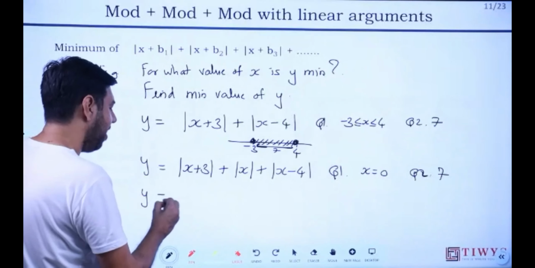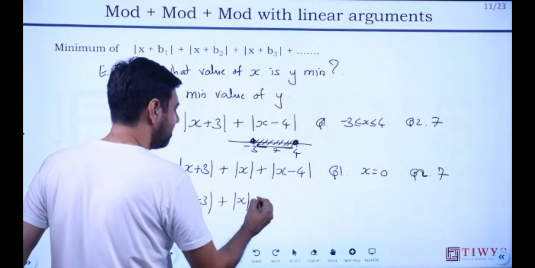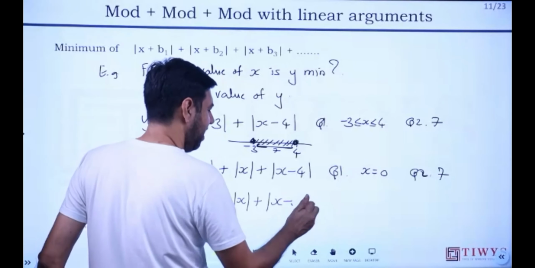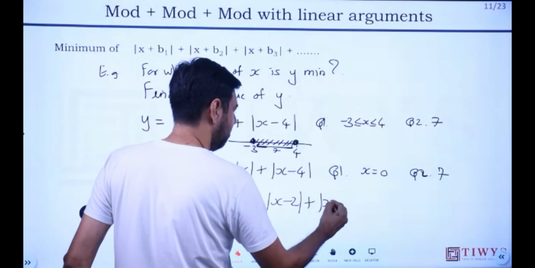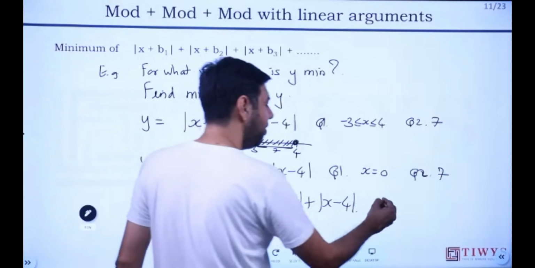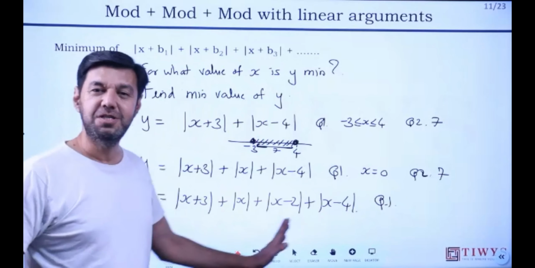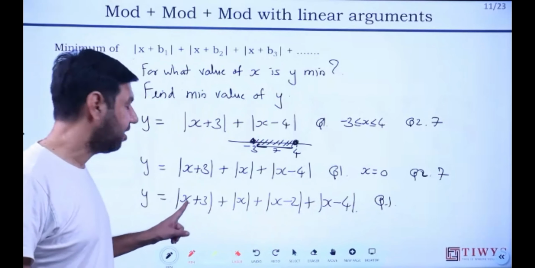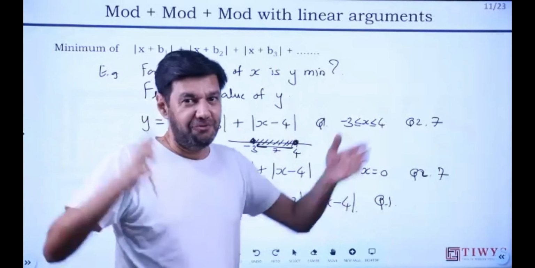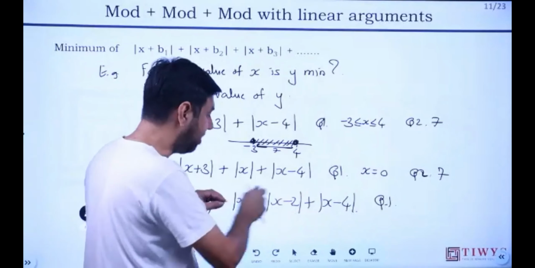Okay. If y is equal to mod of x plus 3 plus mod of x plus mod of x minus 2 plus mod of x minus 4. Okay, so again, now I'm giving you in very, very sequential order. You just need to think of the order. So what are the points? -3, 0, 2, 4. 4 points. 4 points means middle 2. So which are the middle 2? Not here on the number line.